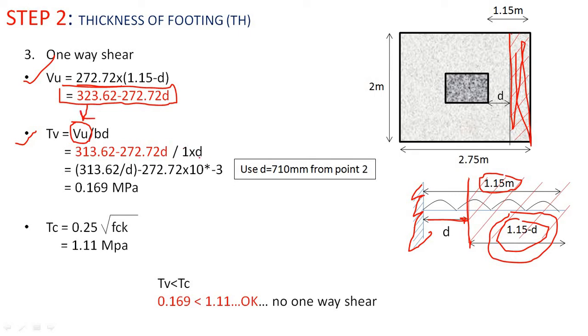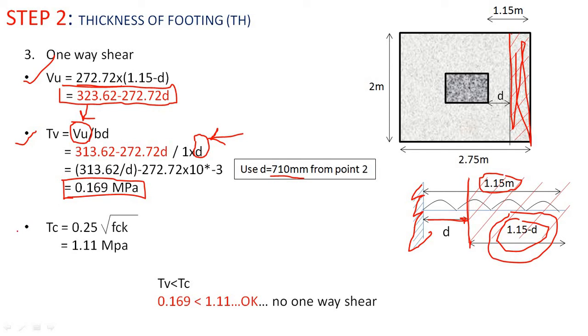So in our case B is 1, because we are finding it per meter, so we will place the 1 into B. We already have the value of D, so we will place the value of D as 710, which is the effective depth you calculated in the previous slide. So it will be 710 as the effective depth, or effective thickness, of the footing. So we have the value of tau V as 0.169 MPa.